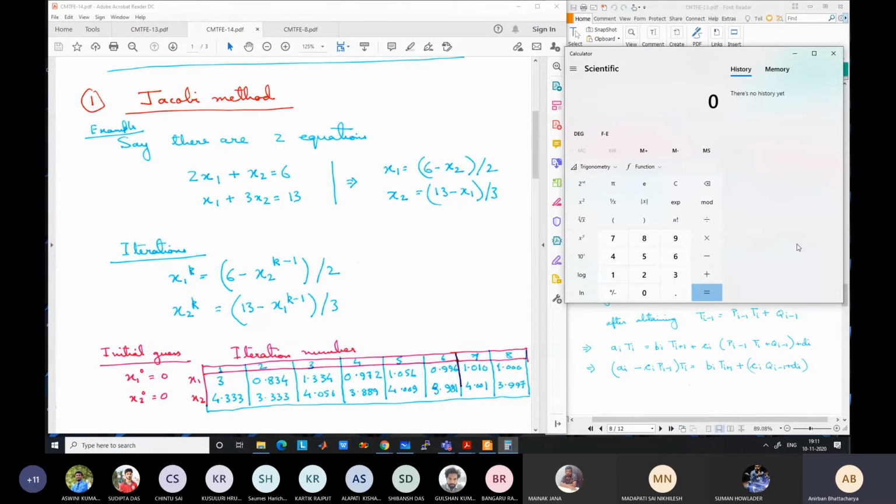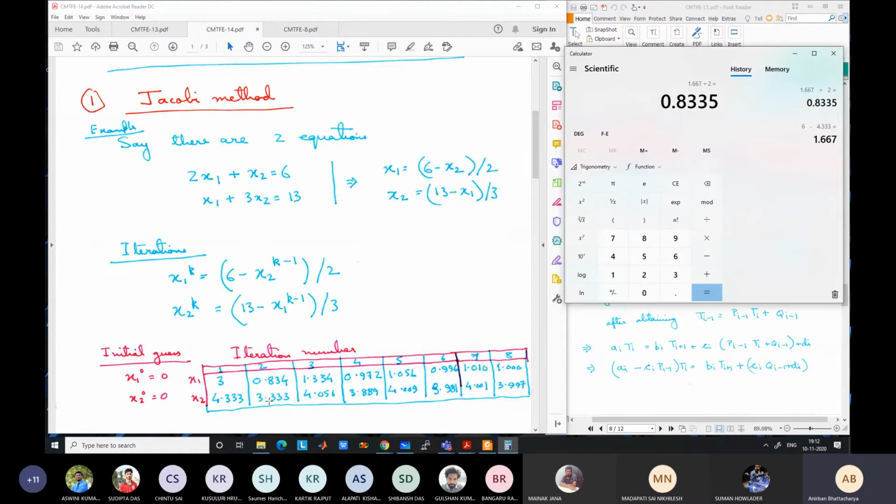So if you do it like this, 6 minus 4.333 divided by 2 gives 0.834. I am rounding off to the third digit, but in an actual case you might continue up to 8 digits, because otherwise there will be a lot of errors. When writing a computer program, if you are using single precision you will go to 8 digits, and with double precision to 16 digits. Otherwise there is huge round-off error, because round-off errors accumulate with time. In our case, I am considering only 3 digits.